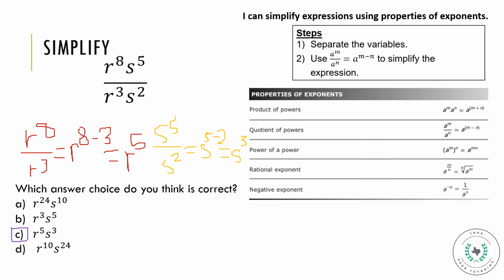As always, once you're done, you take those values that you found and you mesh them together. So you start with the R value, because it goes first in this case, and then the S value. And then you're left with your answer of R to the power of 5, S to the power of 3, or known as C in this case.